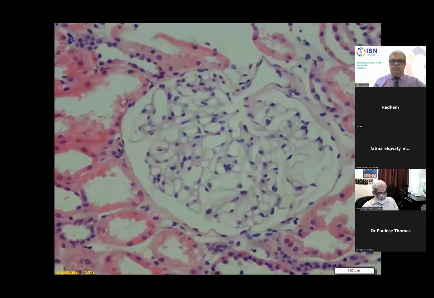This is high power magnification, light microscope, and this is a glomerulus situated in the middle. And we have a very nice glomerular basement membrane. The capillary tufts are patent, and there is no mesangial expansion or mesangial cell increase or any abnormality.